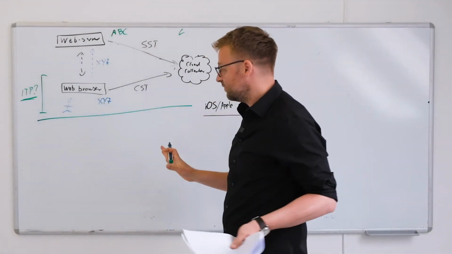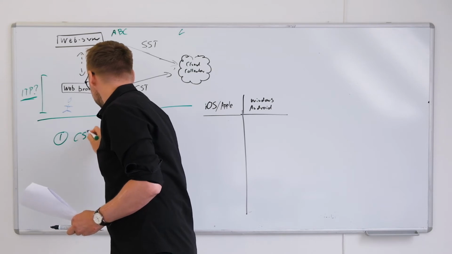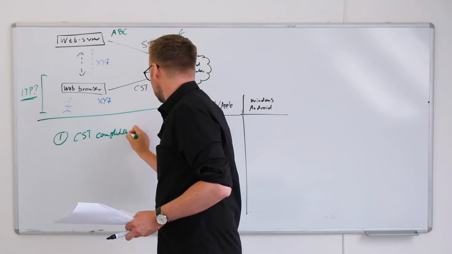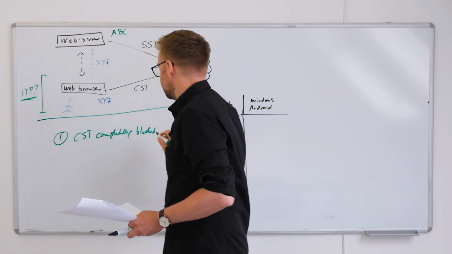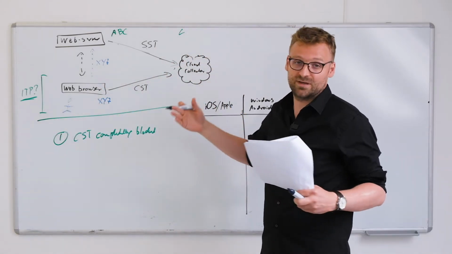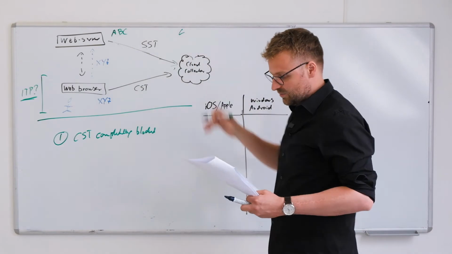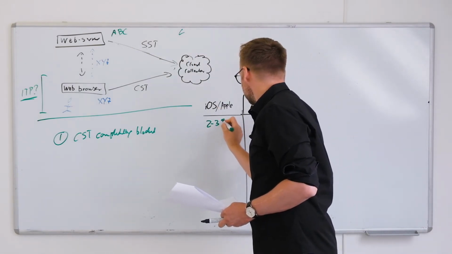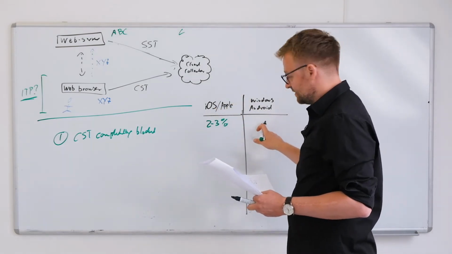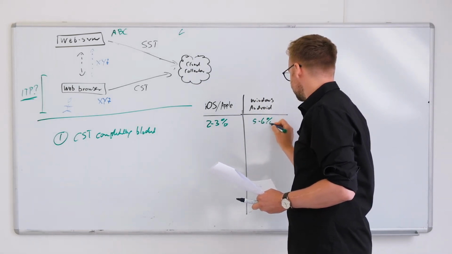Okay, so what do we see? Actually, we see 3 different issues. The first is that the client-side tracking (CST) is completely blocked. So this means that on the client side nothing is happening. It could be ITP, it could also be some ad blockers, or something crashes in the browser. In this case, we only have the server-side tracking. We have this in 2 to 3% of the cases in the world of iOS and Mac. And we have this in the world of Windows and Android, which behave quite similarly, in 5 to 6% of the cases.